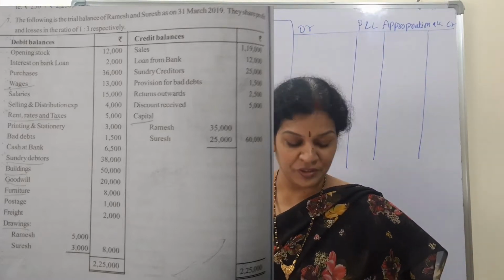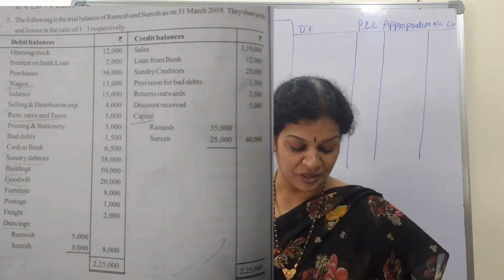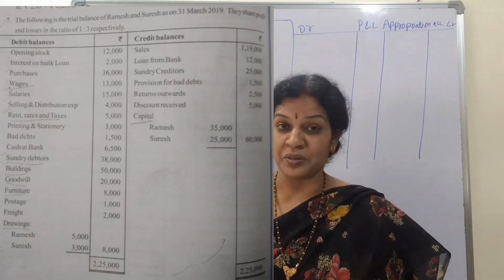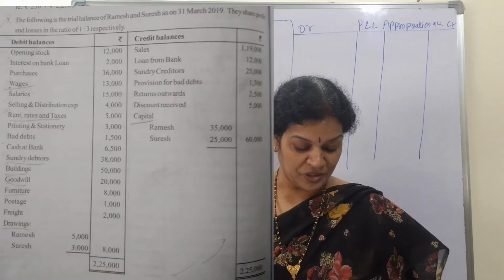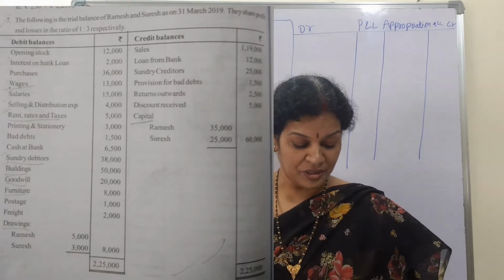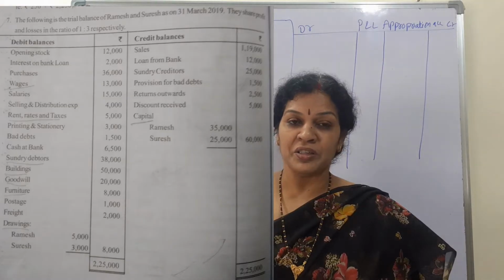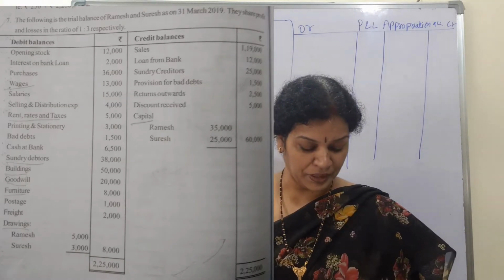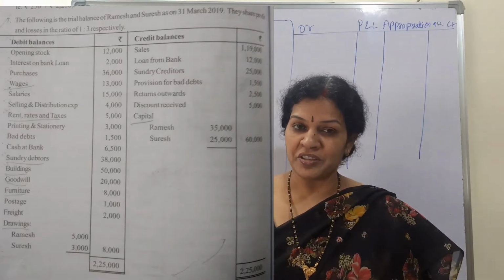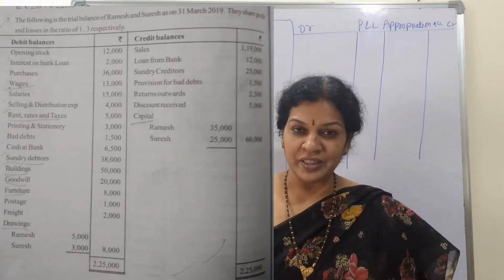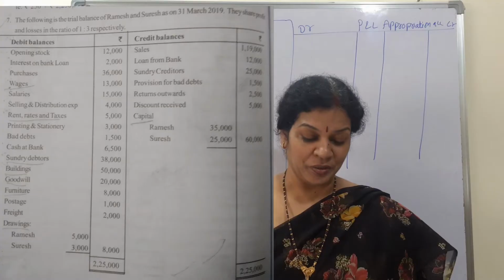Cash at bank, debtors, buildings, goodwill and furniture are all balance sheet assets. Postage is the debit side of the P&L account. Freight is the trading account debit side because it's a direct expense. Drawings you'll write on the debit side of the capital accounts.